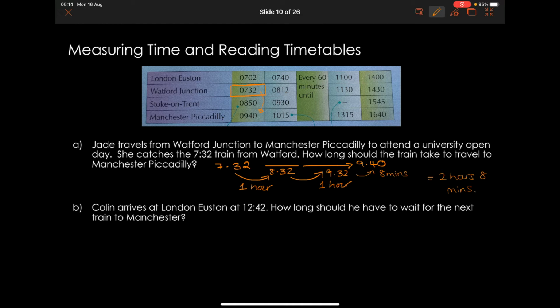Okay? So you can use a number line to help you. You could have probably just worked that out in your head as well. Some of you will have. I'm just trying to give you different methods to use to help you work things out easier.